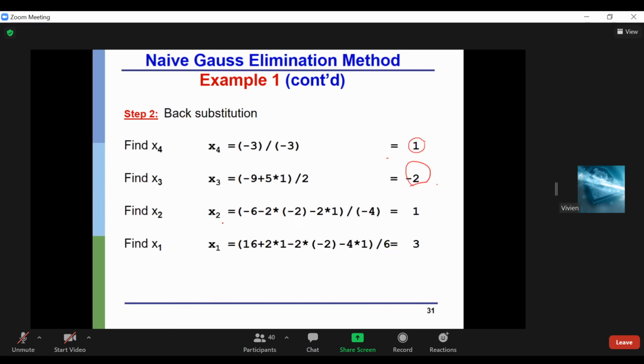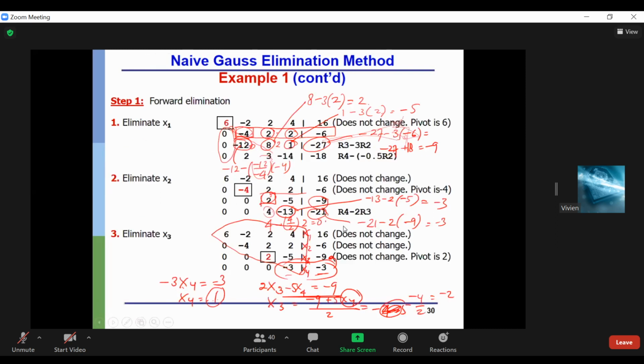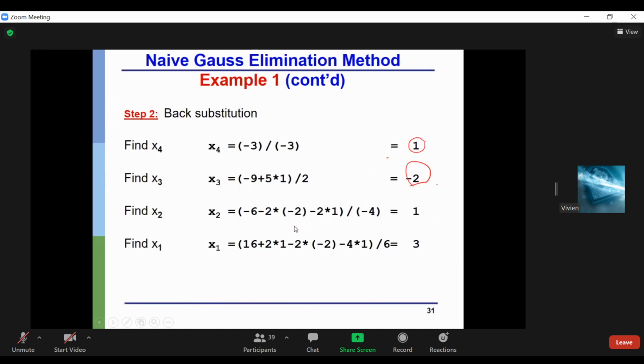And again, for x2, we can find it from these equations. So it will be minus 4x2 plus 2 times x3 plus 2 times x4, which will be equal to minus 6. Because we have the values of x3 and x4 already, we can find x2. Once we have x2, we can find the value of x1. So this is the result.